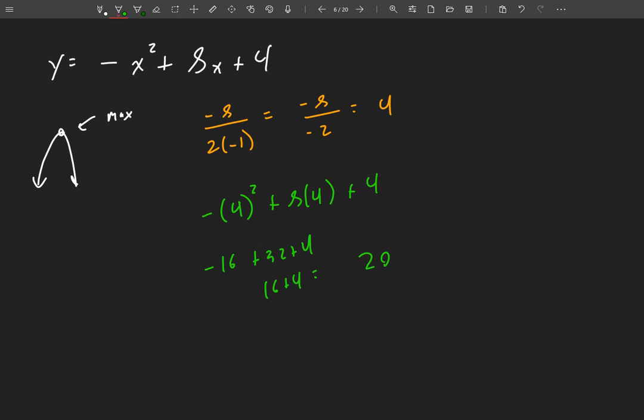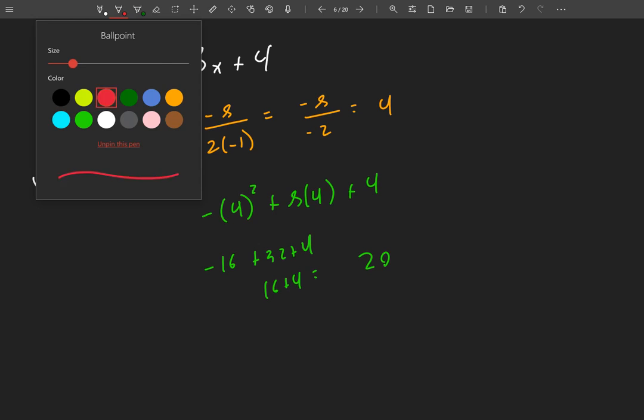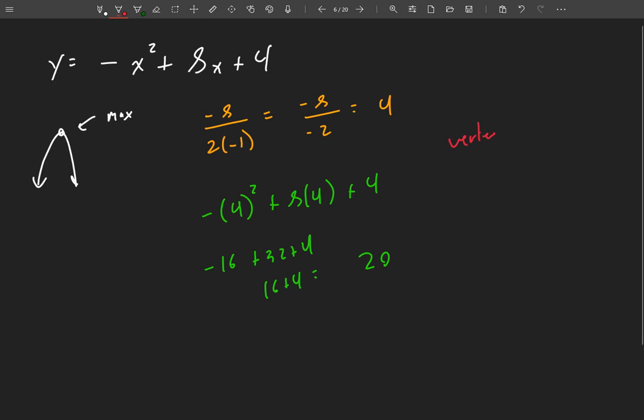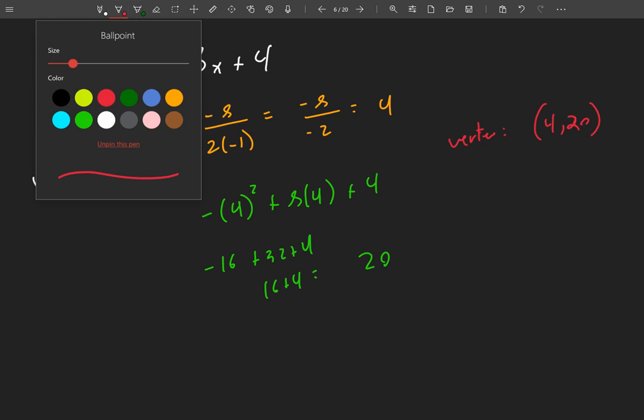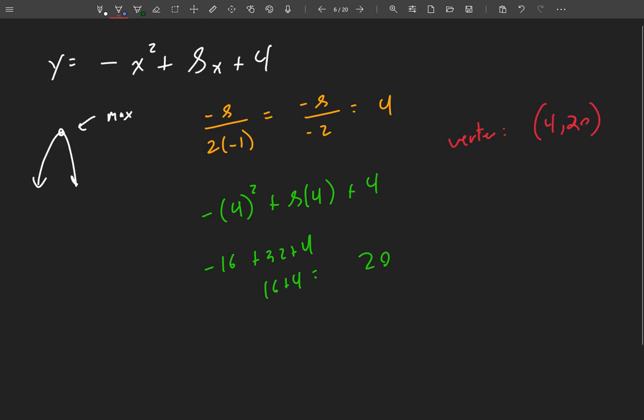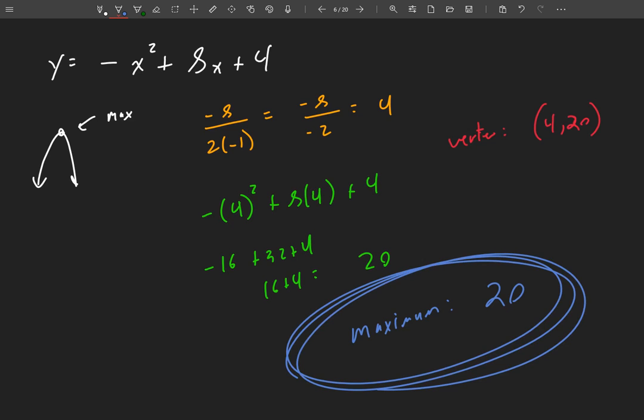which is 20. So if I asked you for the vertex, specifically, you would give me 4, 20, the coordinate (4, 20). But since I didn't, since I asked you for the maximum or the minimum, you're only going to give me the number 20. So we know this is a maximum, and the maximum is 20. And that's how you do it.